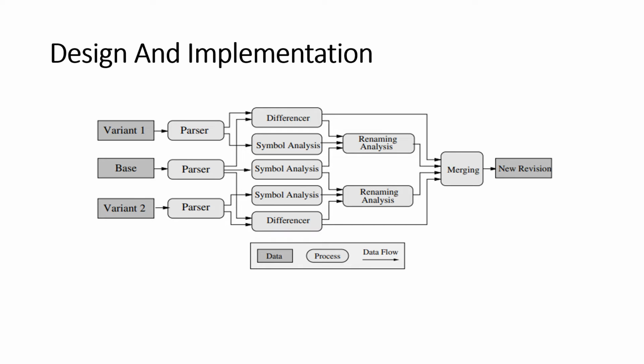In design and implementation, the process is as shown in the figure. The parser divides data into sets and passes it to the analysis phase. The analysis is done and it passes to the merging, where the merging is done, and the output is produced. The data flows from left to right, where the base and variant 1, variant 2 are given to the parser. The symbol analysis and all the analysis is done in this phase.